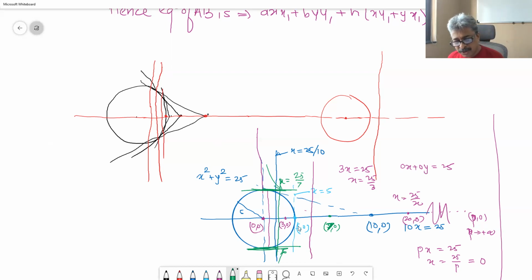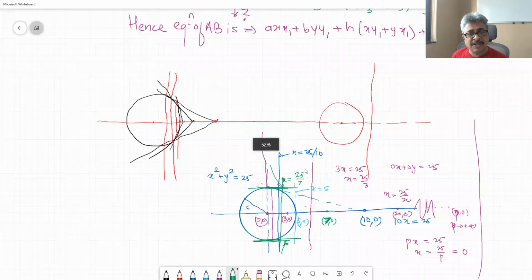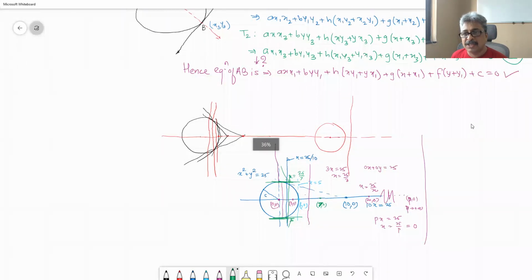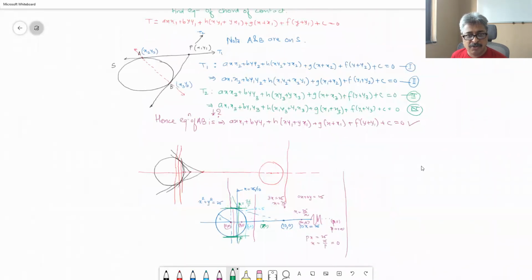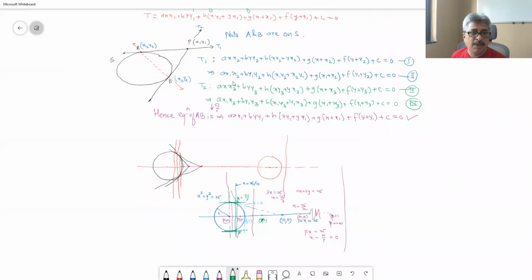And now this chord of contact, what we are saying in case of a circle, can be called the radical axis also. It is the intersection of straight lines. Anyway, we will discuss the radical axis in detail in this subject. So that is the theory as far as chord of contact is concerned, and we have found the general equation of chord of contact not only for the circle but for any other conic section.